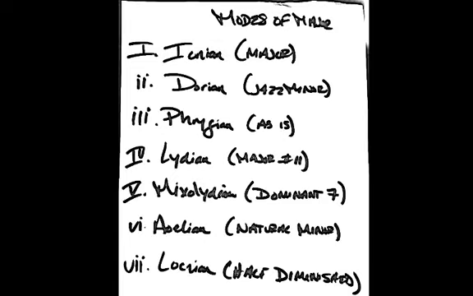So let's say we do C dominant 7. That chord sounds like this. Let's add a 9, make it really pretty. Isn't that so nice? Okay, so C dominant 9.